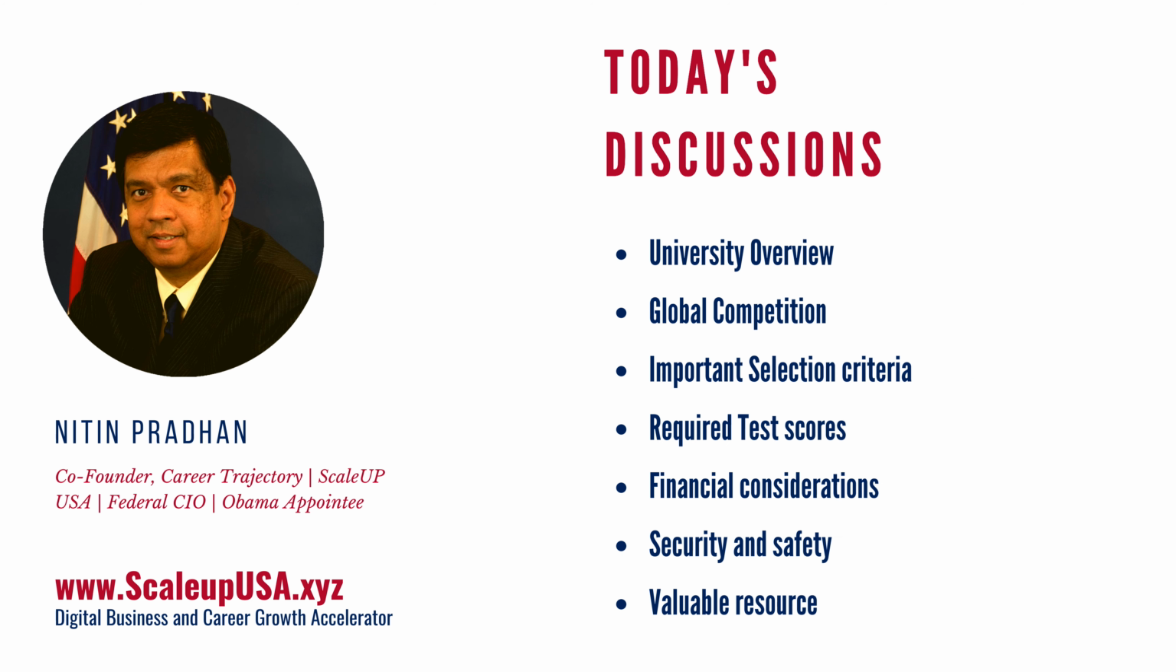We are going to discuss the university overview. You're going to get to know a little bit about Ohio State University. What's the competition to get in? What are the selection criteria? What kind of test scores are required? What kind of financial consideration and financial aid is available? What kind of security and safety is available? And ultimately, you're going to get access to a valuable number of resources that you are going to find very useful when you're applying to US colleges and universities.